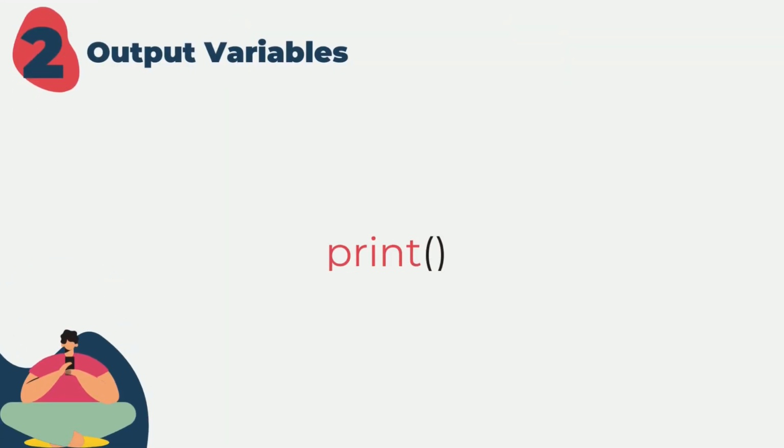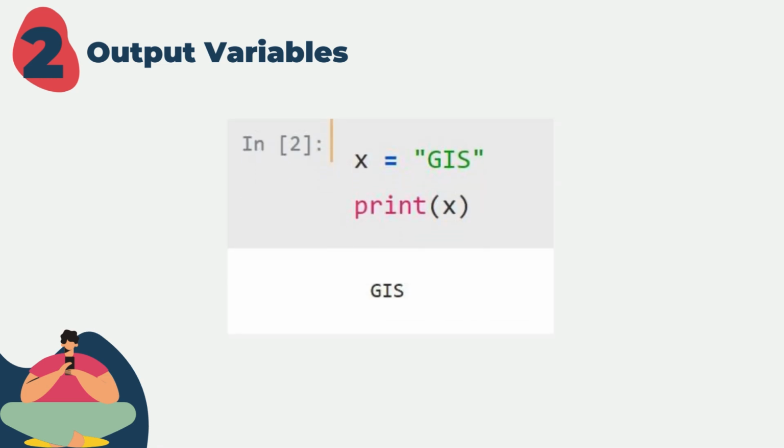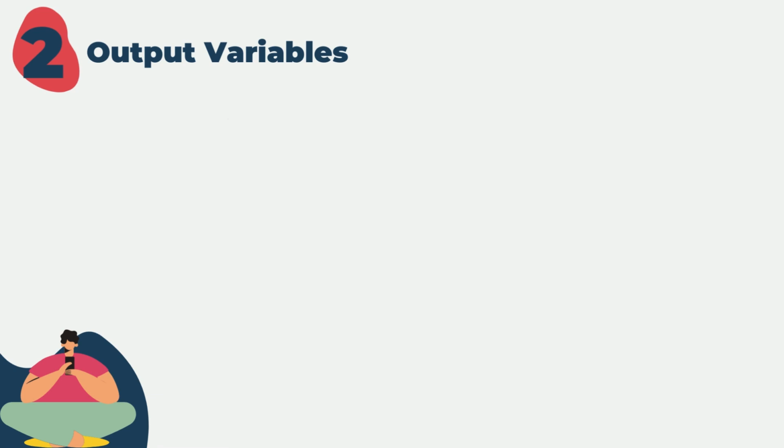The Python print function is a fundamental tool for displaying a variable. When it comes to outputting variables, it's your go-to choice. Here's a simple example. In this case, the value of the variable x, which is GIS, is printed to the console. Also, this function can display multiple variables in a single line.